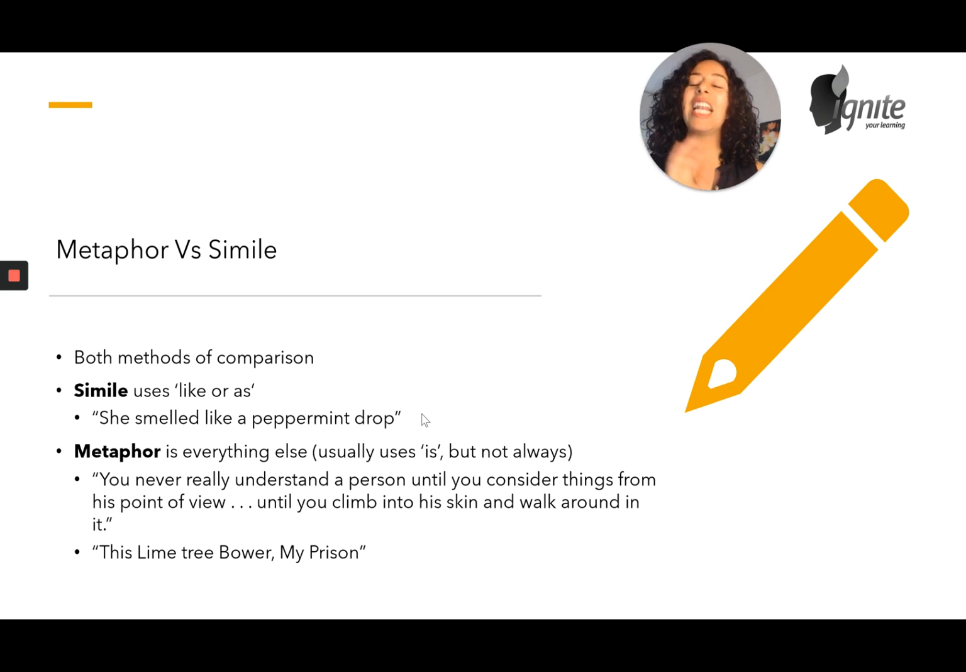Now, clearly you can't actually climb into someone's skin, literally, but you can also see it's not as simple as just saying he is a pig. There's no use of the word is. So that's a metaphor because there's no like or as, and you can see that there's a comparison being made between understanding a person and getting into their skin. So what's compared to what? You've got needing to understand a person being compared to climbing into their skin, which gives you an understanding of the fact that you need to look at something from another person's perspective.